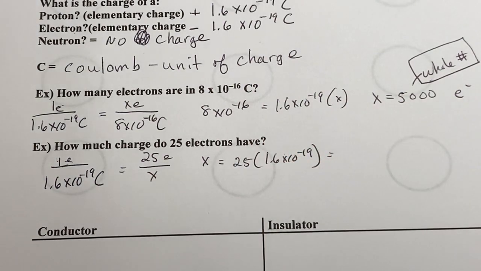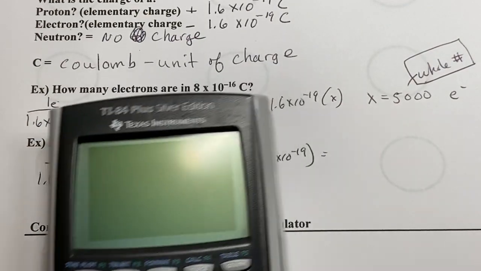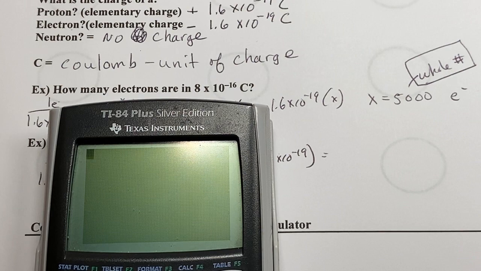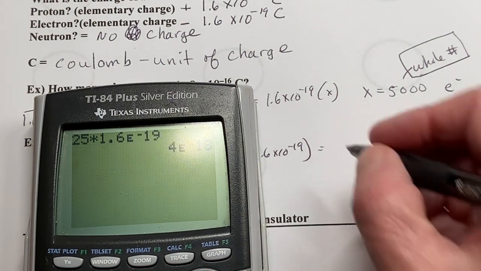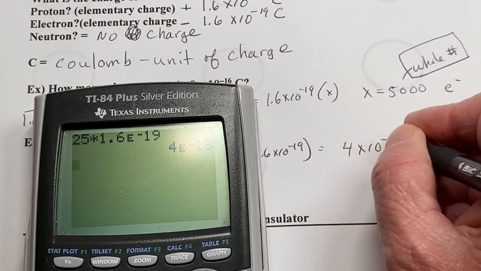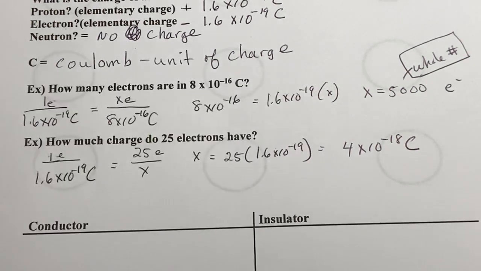So let's just see. There's a little bit of glare off of there. So what do we have? 25 times 1.6. Remember, make sure you're not using carats. You use just the scientific notation key. And we get 4 times 10 to the negative 18th coulombs. All right, so that's a quick way to do that.